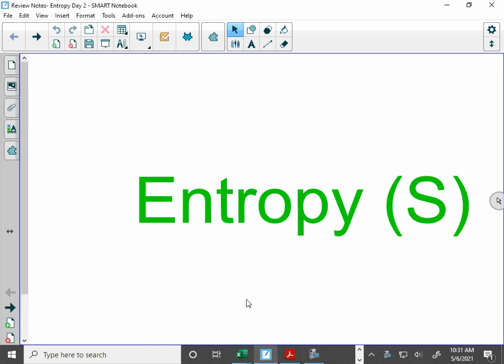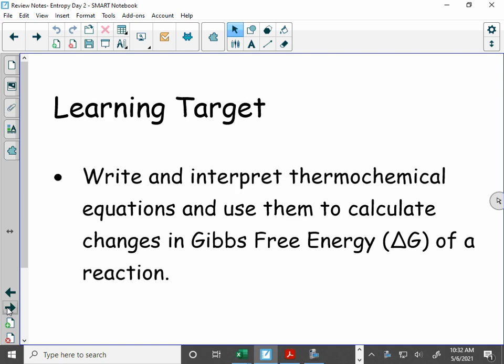Okay, as you can see on our table here, or on the smartboard, we're going to talk today about entropy. And entropy is labeled with the capital S. So our learning target is to write and interpret thermochemical equations and use them to calculate changes in Gibbs free energy, which is delta G, of a reaction.